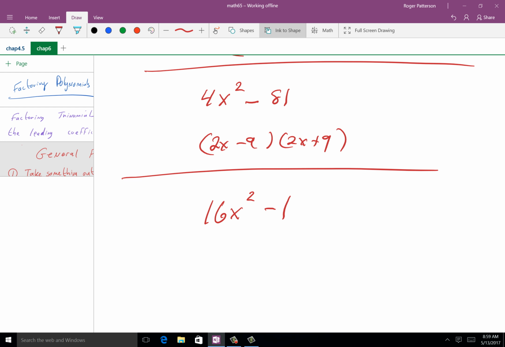There's another one. Difference of 2 squares. Four x minus 1, 4x plus 1. Yep. That's the difference of 2 squares.